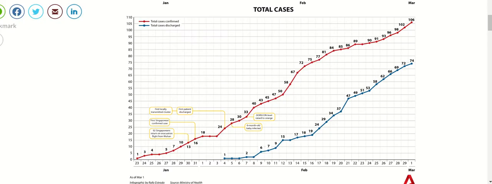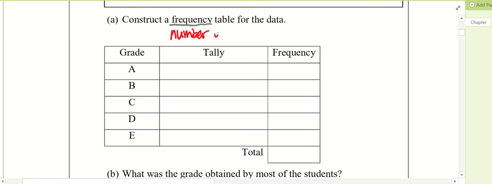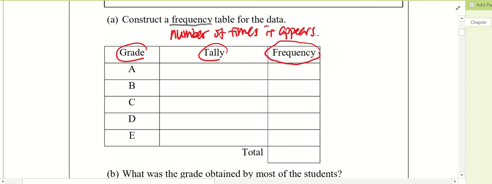Sorry, number of times a particular item or data appears. Okay, so you might want to take this down in your notes. Number of times something appears, right? So grade A. So let's take a look. You have a grade and you have A to E. This tally thing, I'll show you what it is. And at the end, frequency is just a number, how many times it appears.